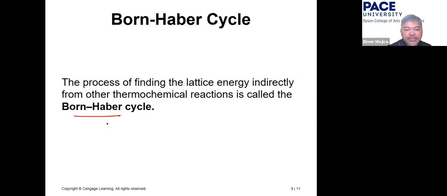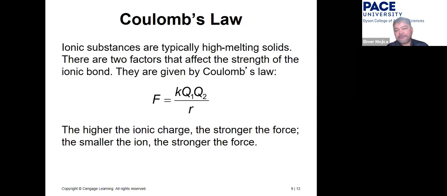Now, let's look at the factors that affect the so-called lattice energy. If you look at the properties of ionic compounds, typically they have a high melting point. That means they're stable, and if you want them to melt, you have to apply a high amount of energy. So Coulomb's law, which is more on physics, summarizes the factors that affect the strength of the ionic bond.